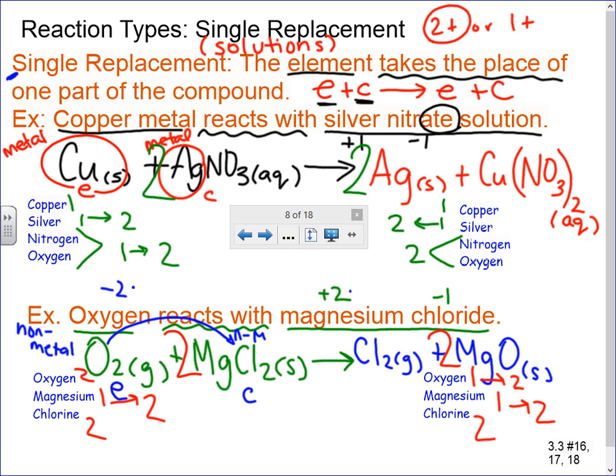Now I have 2 magnesiums on the reactant side, but I now have 4 chlorines. So I've got to make one more change. Put the coefficient 2 in front of chlorine. Now I have 2 oxygens, 2 magnesiums, and 2 chlorines on each side of the reaction. So of the things that were new and different, the key is that in single replacement, you have 1 element and 1 compound, and the element replaces one part of the compound. Would anybody like to ask any questions about these 2 examples?